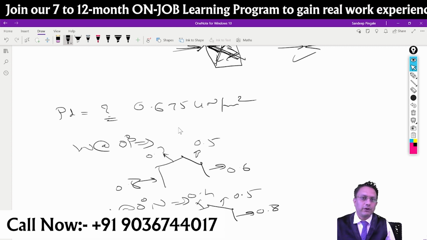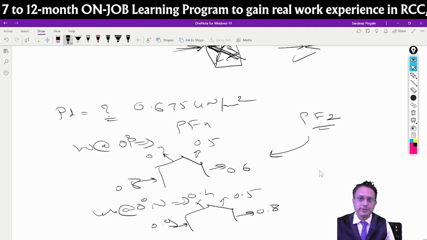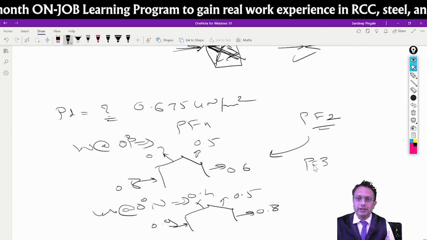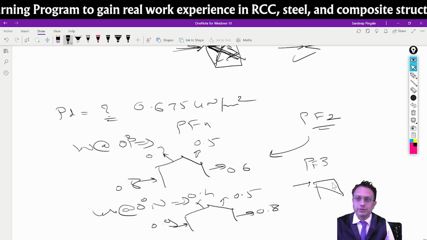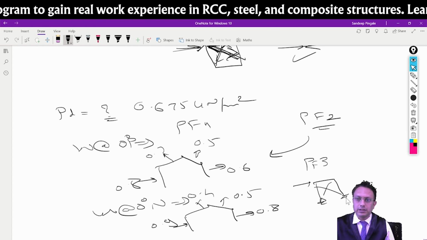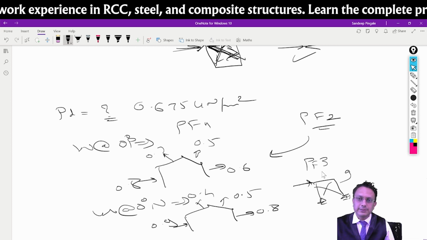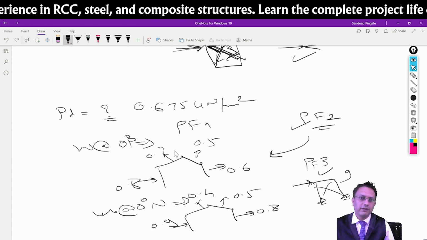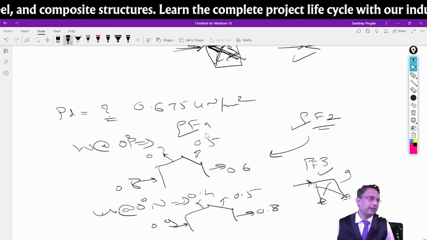Once this is done, this is for what? PF1. PF2 is what? 50% of this. PF3, what is PF3? This is the case. Then you will apply whatever the force, and based on that you will create this portal frame, this portal frame and this portal frame. Only 3 portal frames, and the entire shed is done.